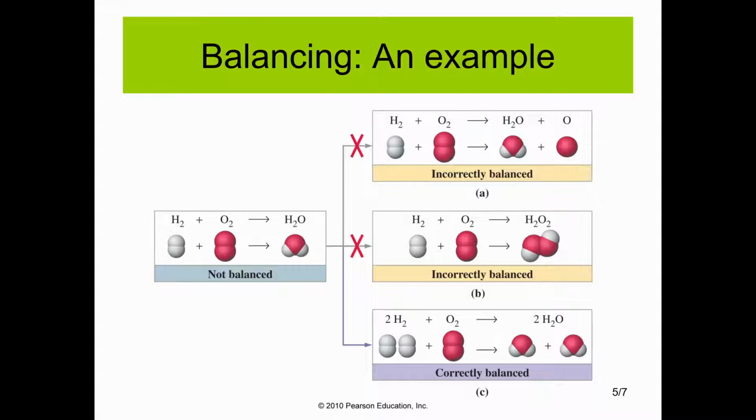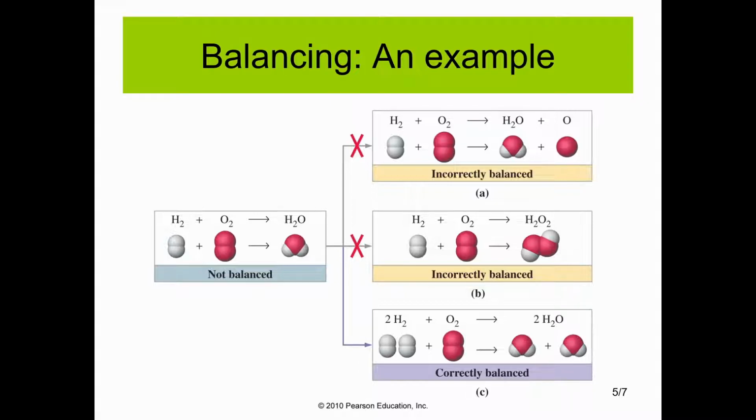Let's look at an example. In this reaction, hydrogen gas, or H2, is reacting with oxygen gas to form water. Now, one thing you'll immediately notice is that in the reactants, we have 2 hydrogen atoms and 2 oxygen atoms. But in the product, we only have 1 oxygen atom. This means that we're going to need to use coefficients in order to balance this equation.